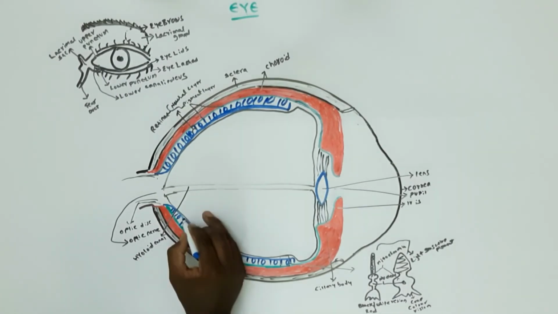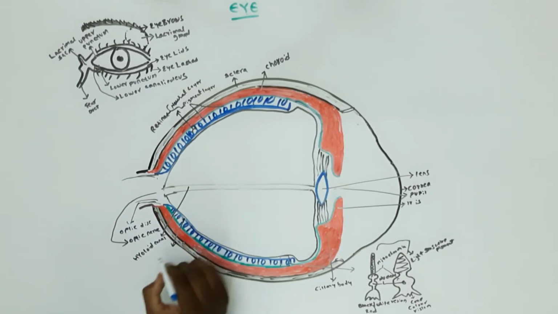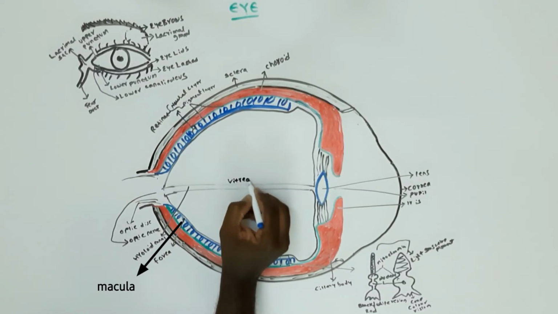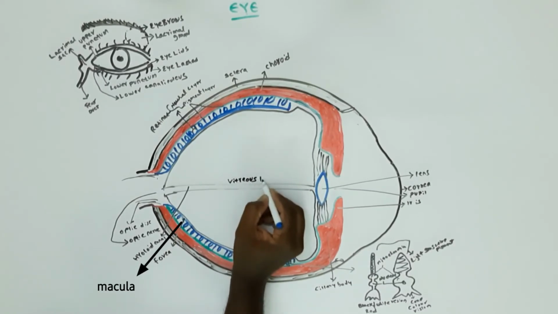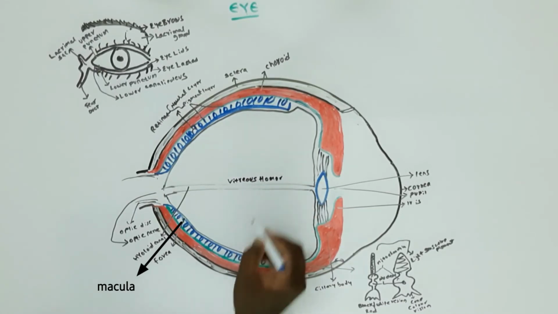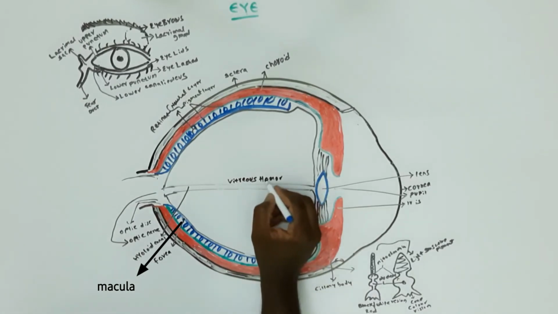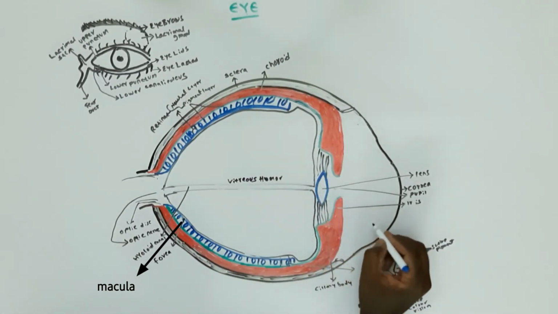And we are seeing the fovea. It is a depression in the inner retinal surface about 1.5 mm wide, and it is a photoreceptor layer. The macula is the part of the retina responsible for our central vision. The vitreous body or humor is a jelly-like structure in the center of our eyeball, where the light passes onto the retina.